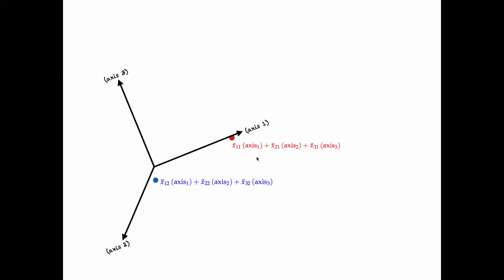So I have these new coordinates that tell me how far to go along axis 1. If I asked you which number is bigger, x tilde 1,1 or x tilde 1,2, I hope that even just looking at this picture, you could tell me that this red x tilde 1,1 is bigger. Why? Because for that point, I have to travel a larger magnitude along axis 1 than I do in this case.